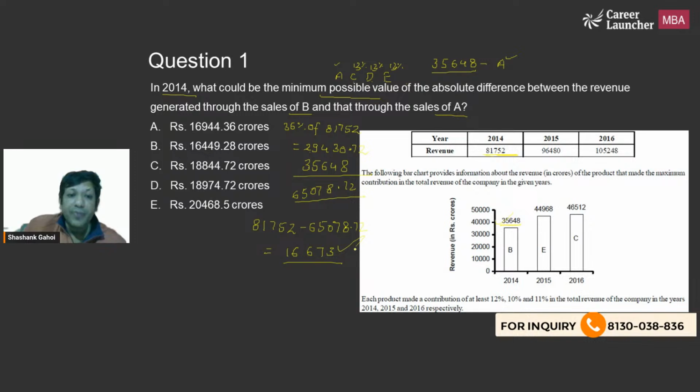So this is the maximum value of A, right? If I minimize this, this is the maximum value of A. So 35,648 minus 16,673. So my value is going to be very close to 19,000. So very close to 19,000, that is definitely going to be option D. Understood? Yes, no?